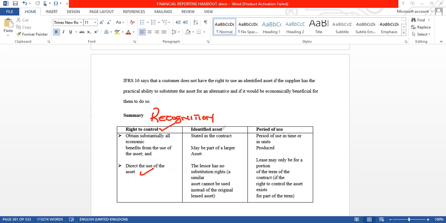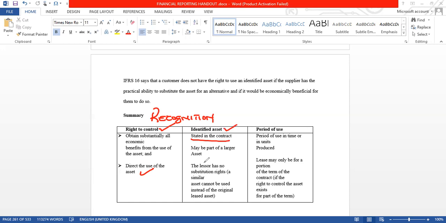And we are saying that there should be an identifiable asset. You should be able to identify the particular asset. If you are not able to identify the particular asset, then it means that the contract is not a lease. It has to be stated in the contract, whatever asset it is, and importantly, watch this because these things can confuse you in your exam.